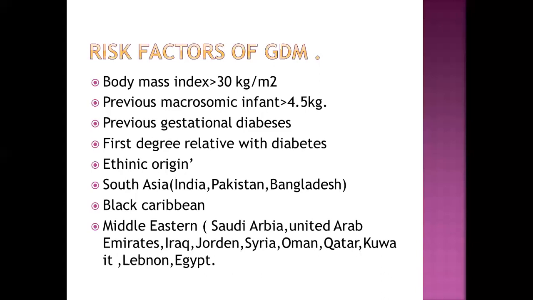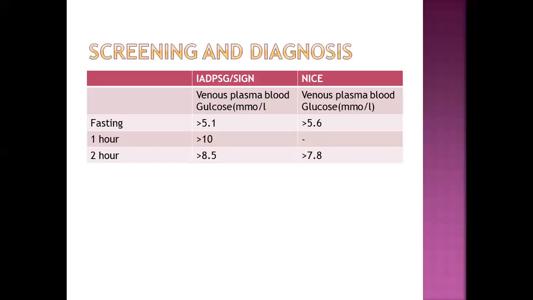Southeast Asia, India, Pakistan, Bangladesh, Black Caribbean, Middle Eastern, South Arabia, United Arab Emirates, Iraq, Jordan, Syria, Oman, Qatar, Goa, Lebanon, Egypt. All these areas belong to the high risk group. So this is a high risk group in which GDM is more common.